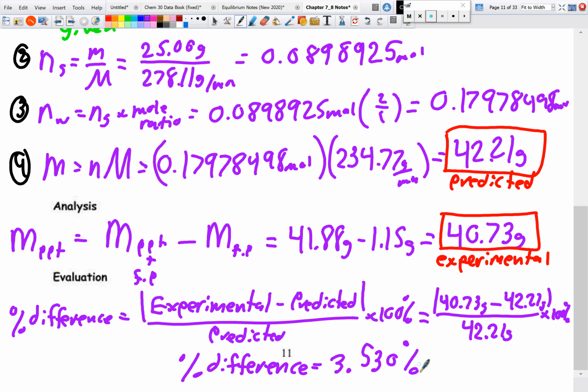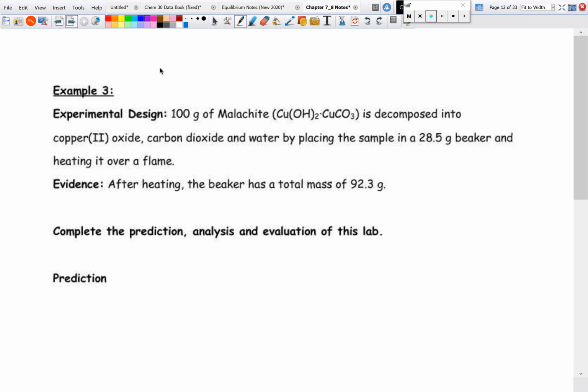So, of course, with the next one, example 3, definitely try this one on your own as well. Just reading through, this one is a little different where we don't have a filter paper, but what we have is the heating up of malachite. This is the chemical formula for malachite. It is decomposed into copper(II) oxide, carbon dioxide, and water. And because we're heating it up, it's going to be H2O gas.